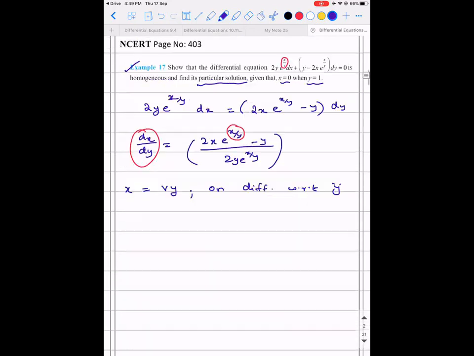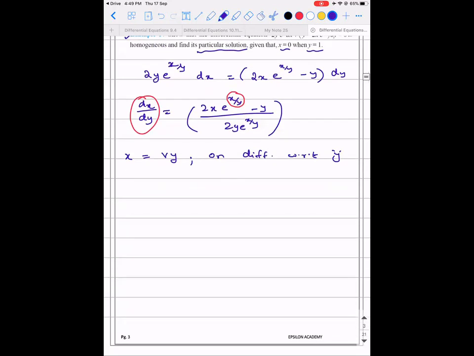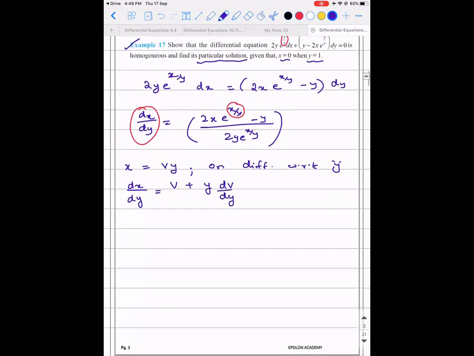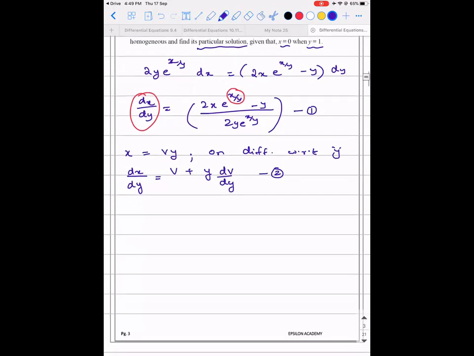But when you write x is equal to vy, differentiating with respect to y, dx by dy will be equal to v plus y dv by dy. If this is equation number 1, this will be equation number 2. And in the place of x, you obviously need to replace it with vy. So using 2 and 1, what do we get?